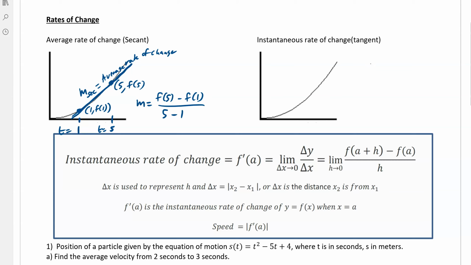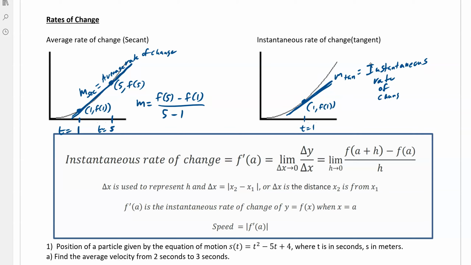Now for the instantaneous rate of change, they're going to give you some point, like 1. So at t equals 1, and at that point, 1 comma f of 1, we're going to want to find the tangent. The slope of the tangent is our instantaneous rate of change.